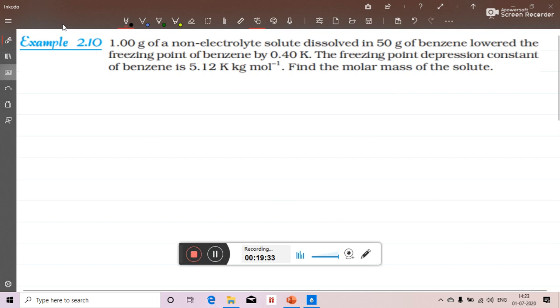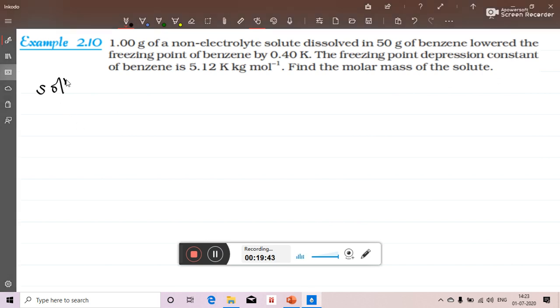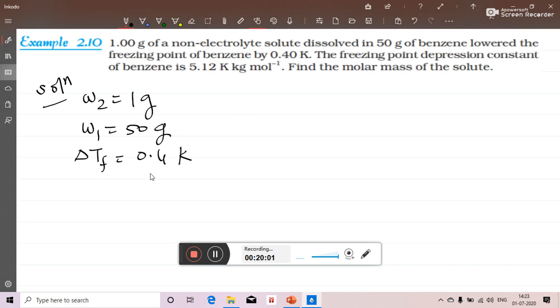Now example 2.10. 1 gram of a non-electrolyte solute, so mass of solute, that is W2, is equal to 1 gram, is dissolved in 50 gram of benzene. So mass of solvent W1 equal to 50 gram. Lowered the freezing point, that is delta TF, equal to 0.4 Kelvin. The freezing point depression constant, that is Kf, equal to 5.12 Kelvin kilogram per mole. Find the molar mass of solute. So we have to find out M2.